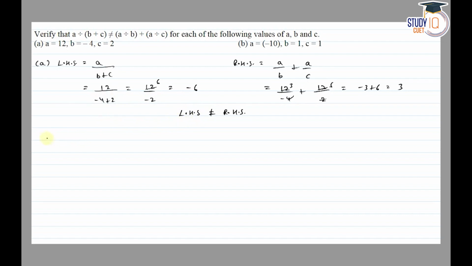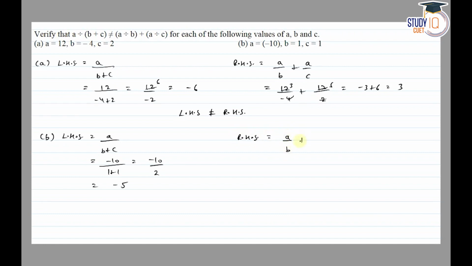So it's verified, and in part B, LHS is equal to a upon (b plus c). The value of a is given as -10, the value of b is 1 and the value of c is 1. So 1 plus 1, which is equal to -10 upon 2, is equal to -5.